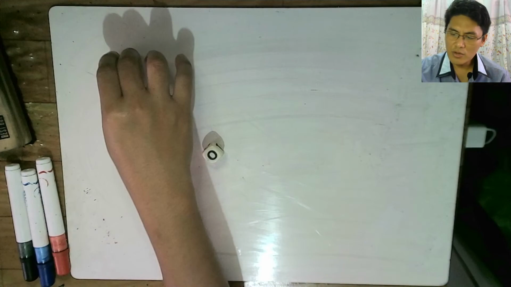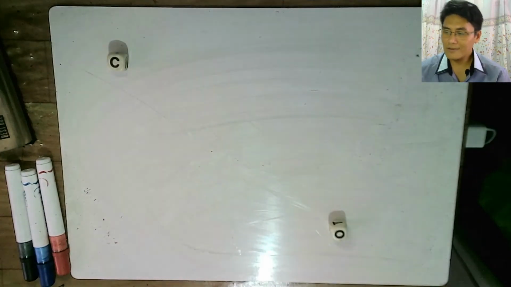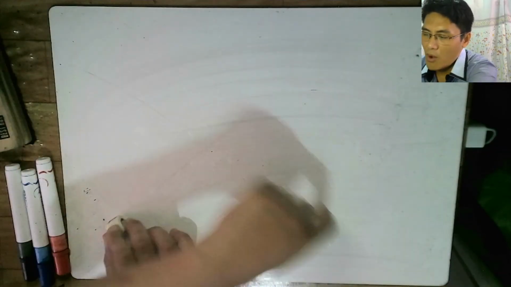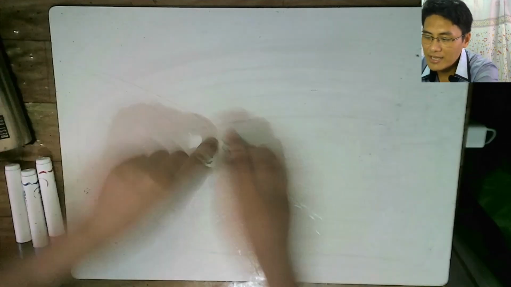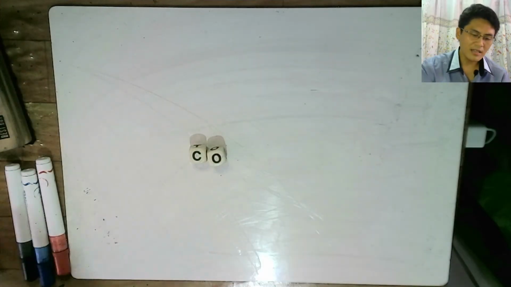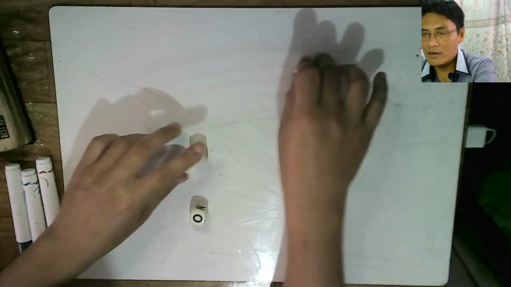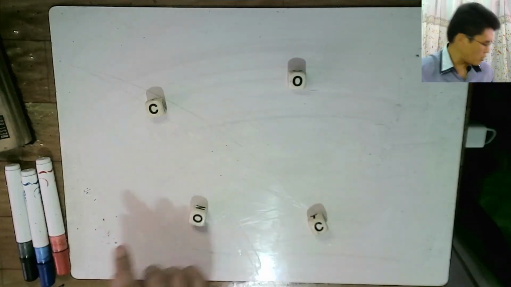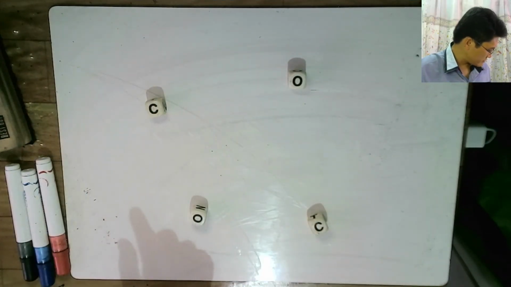If there's only one atom and one atom of there, then it would take a while for them to find each other and hit each other, right? But if there are now more C's and more O's, right?